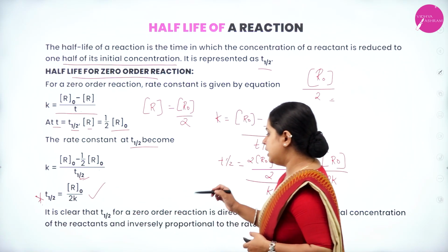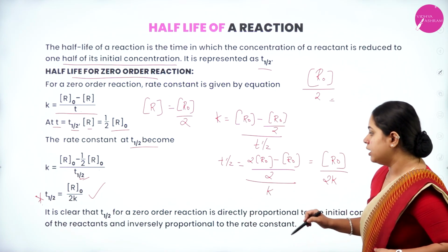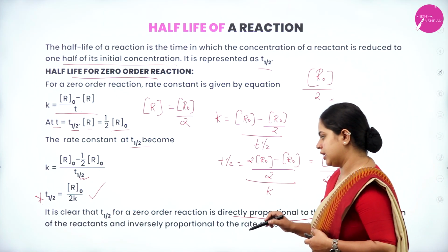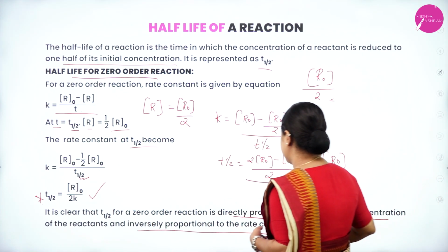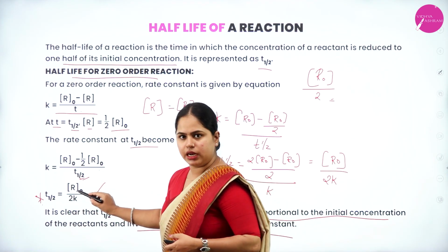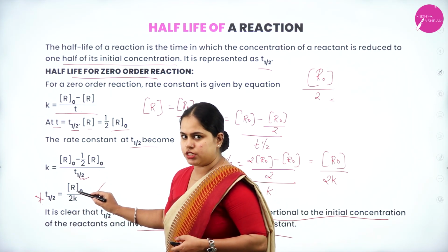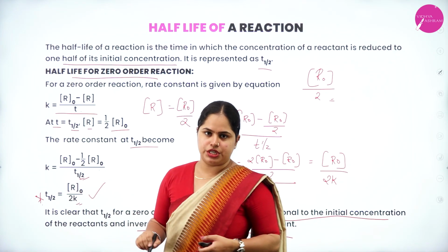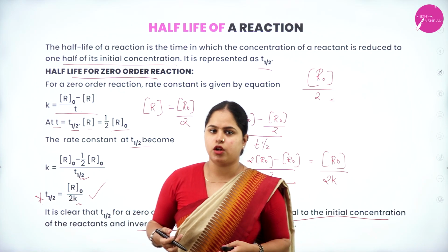It is clear that T half of a zero order reaction is directly proportional to the initial concentration of the reactant and inversely proportional to the rate constant. From this equation itself we can see T half is directly proportional to the initial concentration of the reactant and inversely proportional to the rate constant, right? So this is the half-life of a zero order reaction.